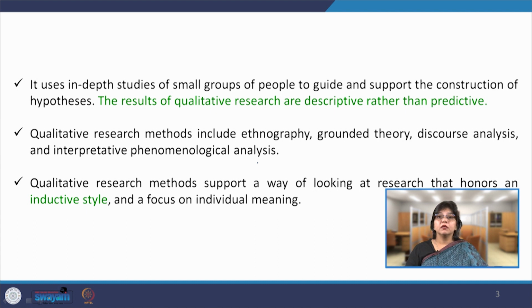So, qualitative research methods support a way of looking at research that honors an inductive style and a focus on individual meaning. In a small group, any one person or subject whose behavior is being studied and whose different responses are being analyzed, the researcher can induce a particular type of thinking while moving from specific to general. General here means that when we are studying a small group of people, then how to generalize that behavior actually fosters an inductive style of thinking.